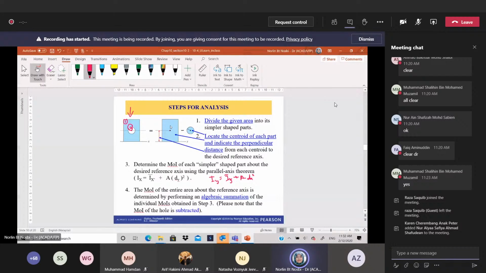Okay, another point that you all should remember is that this composite has a hollow shape. If the shape is hollow, you have to minus. Okay, you have to minus. The shape is hollow, so you minus the circle. Okay, these are 4 important steps.